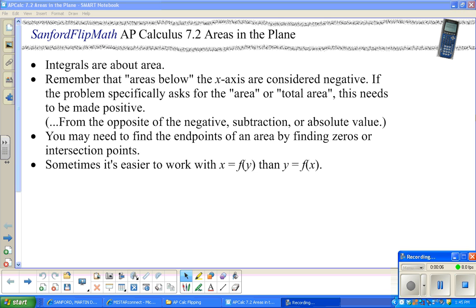We are steadily working through the Finney, Demana, Kennedy book for the AP Calculus course. Just a quick reminder before we get into section 7.2, which is about area.